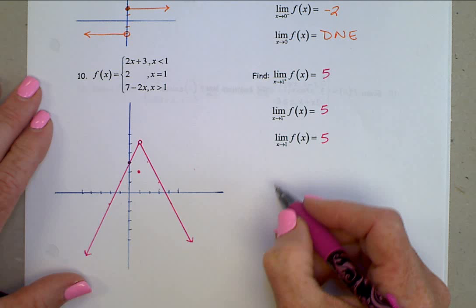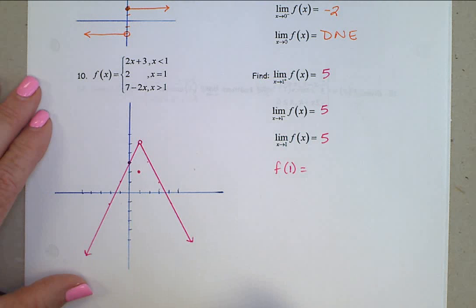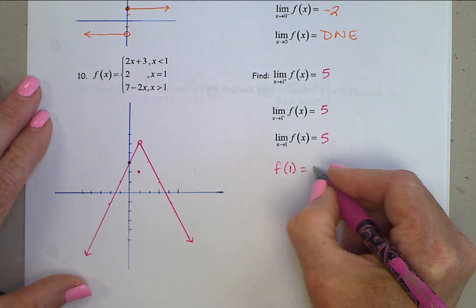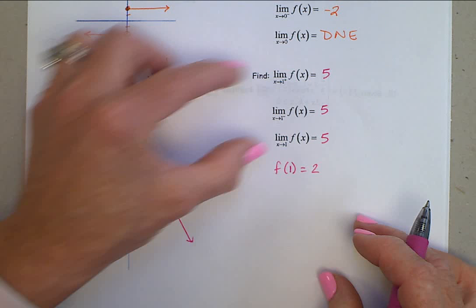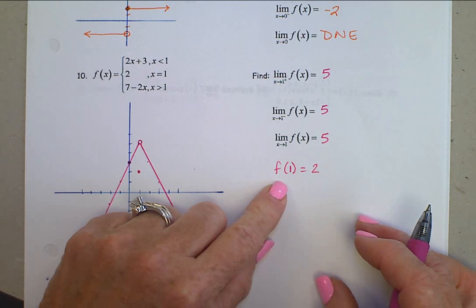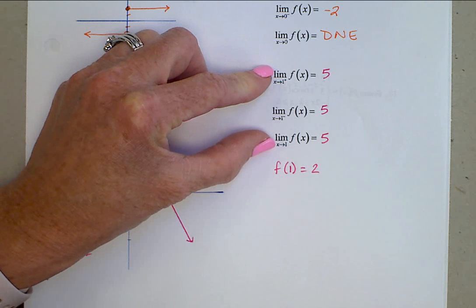One more thing to talk about on this one, I want to know what is f of 1. The function evaluated at 1 is specifically 2. The difference between a limit and a function value is that a function value is at a particular point. A limit talks about not at that point, but as we get close to that point.